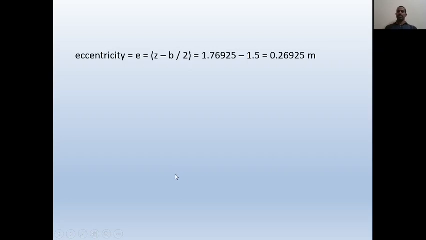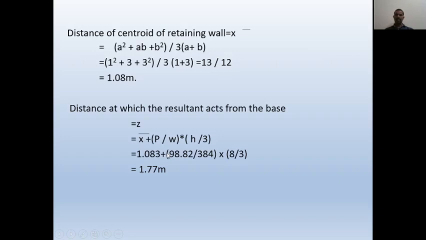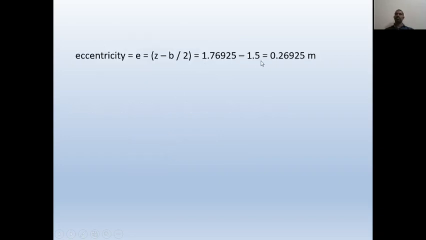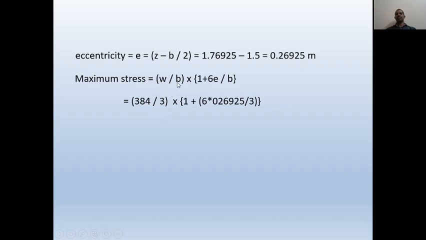Now next step is to calculate the eccentricity, small e, and e is given by z minus b by 2, and z we have just calculated, it is 1.77, right? So 1.77 minus 1.5 is 0.269 meters, and then sigma max or small p max is nothing but W by b into 1 plus 6e by b. W is 384, small b is 3 meters, multiplied by 1 plus 6 into eccentricity 0.269 by 3. When you calculate, you will get 196.928 kilonewton per meter square.